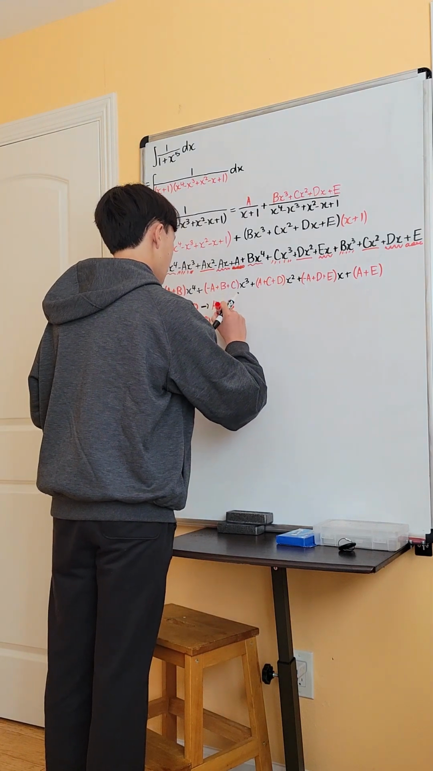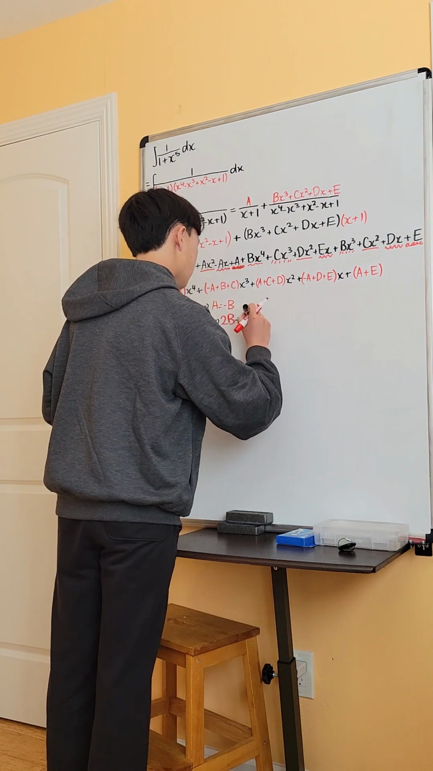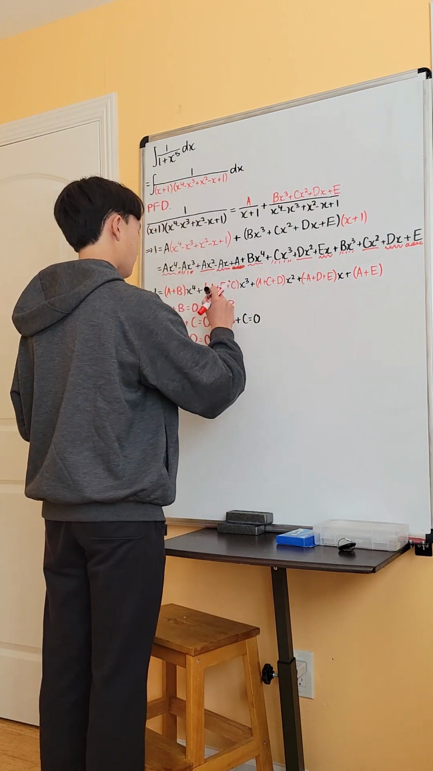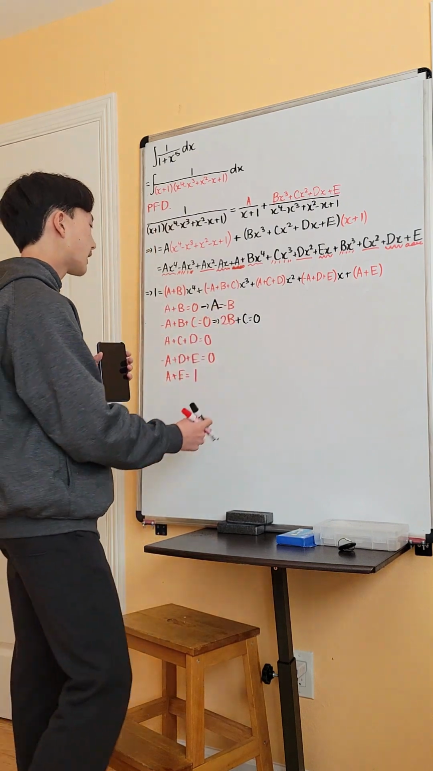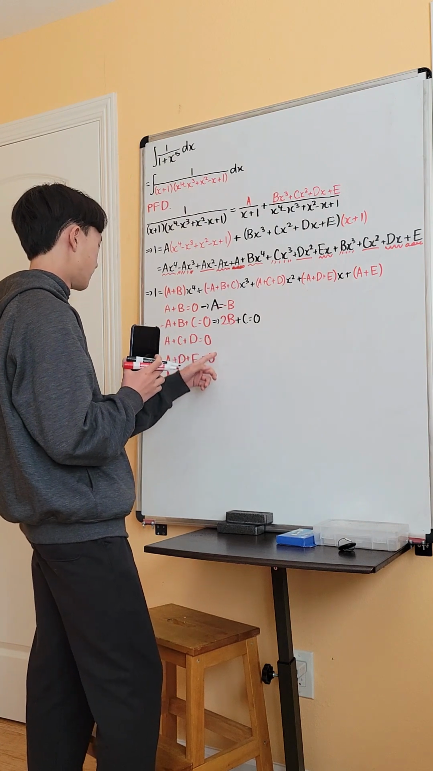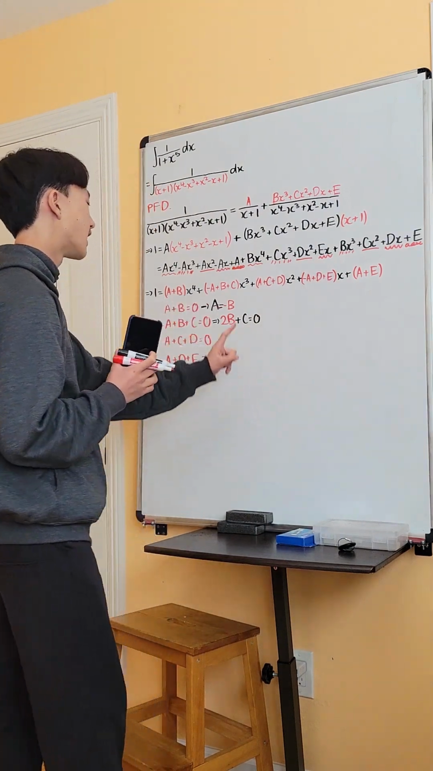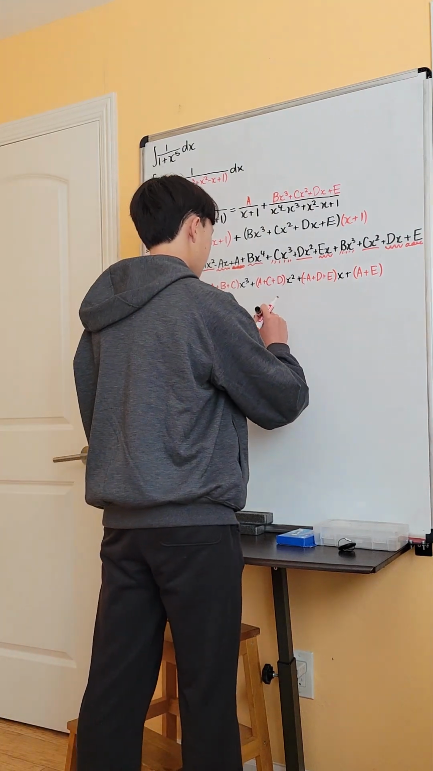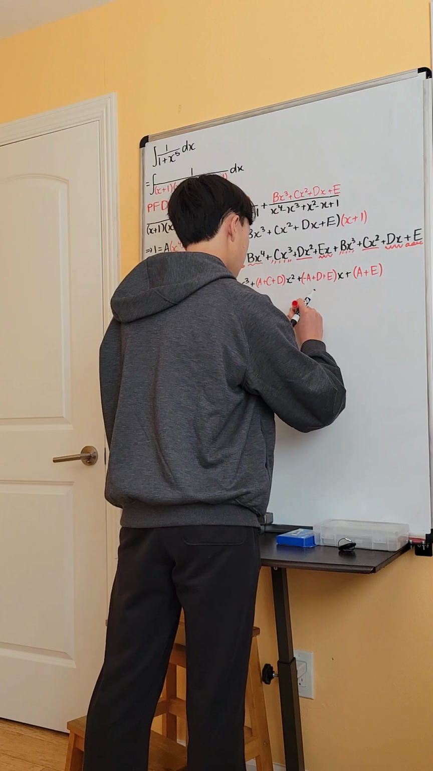Therefore, 2b plus c equals to 0. Right, and I should keep this the same. Okay. Next, what we can do is we see that 2c is equal to negative 2b, right? So keep the c here is equal to negative 2b.